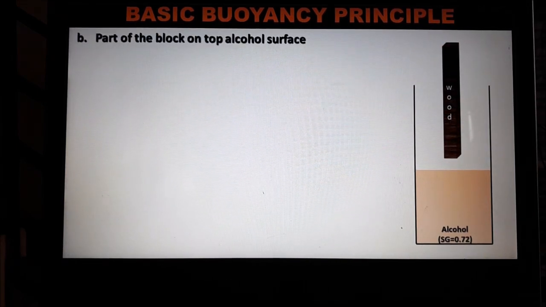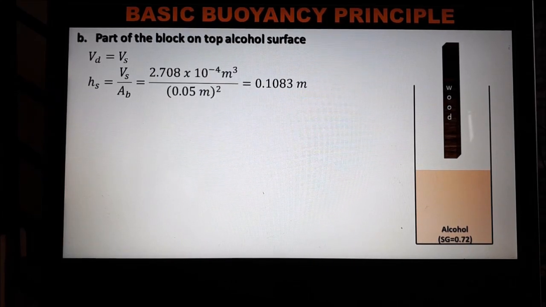Now, for the part of the block on top of the alcohol surface, using the same formula, the volume of the alcohol displaced is equal to the volume of the block submerged. So the height of the block submerged is equal to the volume of the block submerged over the area of the block. And then substituting the value, we found out that the height of the block submerged is equal to 0.1083 meter, or that is 10.83 centimeters.